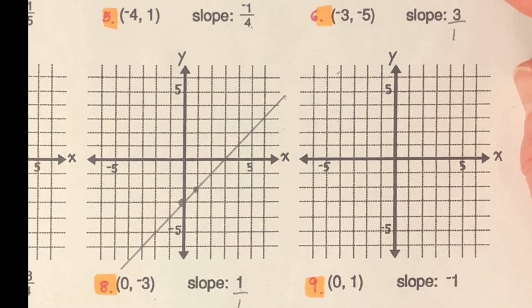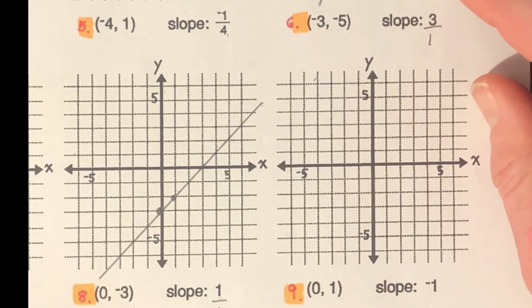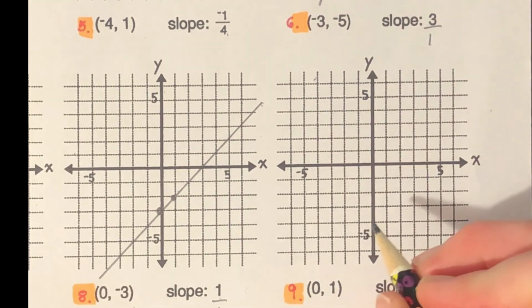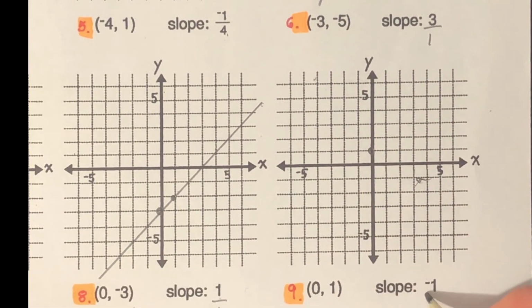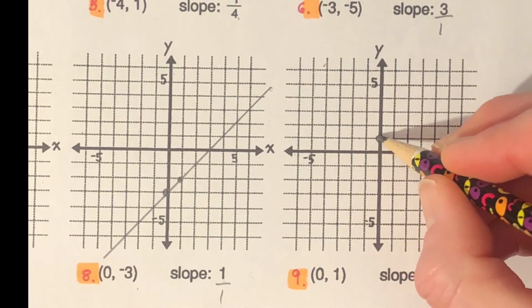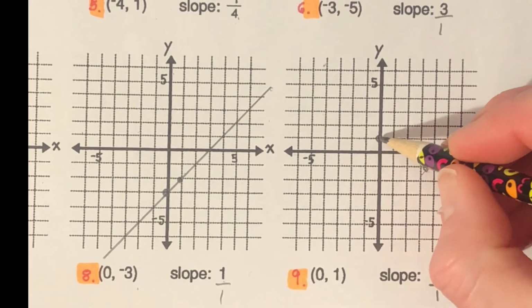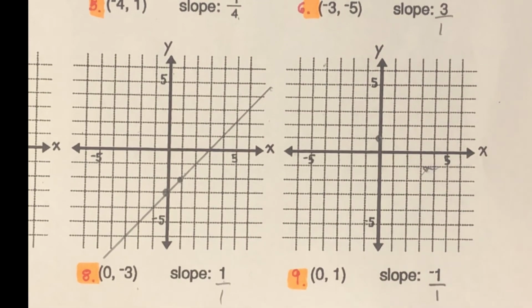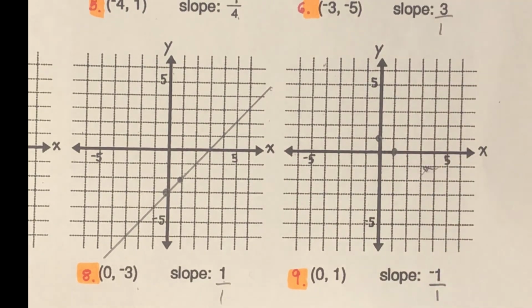And finally, number 9, the last one we're doing together. Your given point is 0, 1. Your slope is -1, so we'll put that over 1. Wait, sorry, we go down first. It throws me when it's negative. Okay, so we go down first, -1, 1, right here. Sorry about that. Just like that. This is down, this is over.